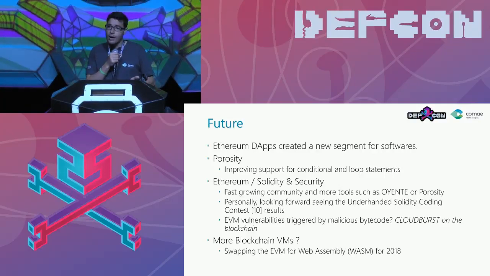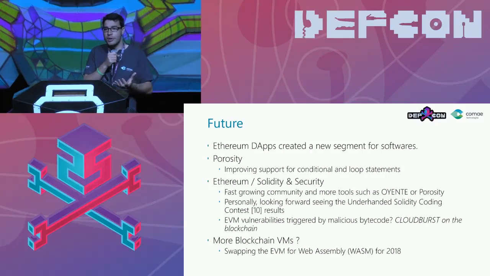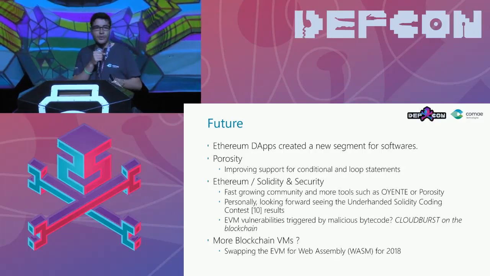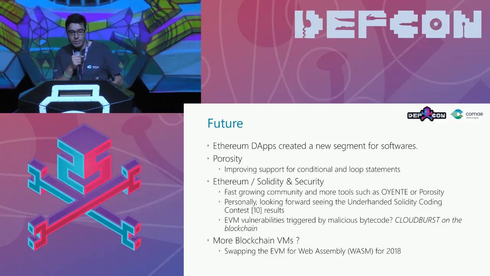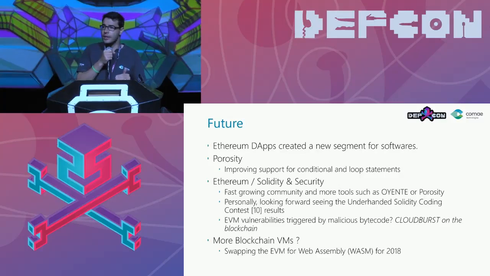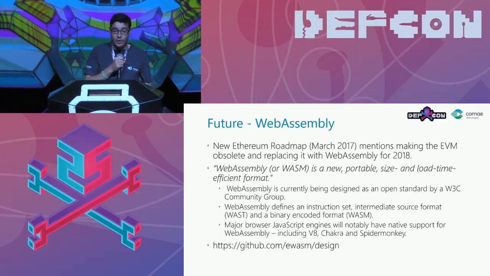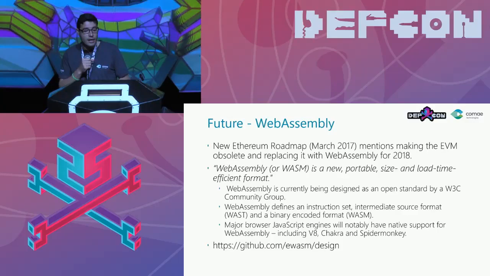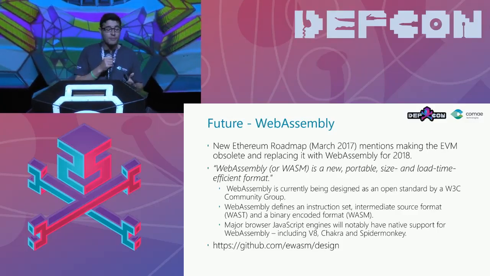So the question now is whether Ethereum is going to stay alive, and whether its virtual machine is going to be the main virtual machine, or if we're going to see more providers for smart contracts with their own virtual machines. I was looking at the roadmap for next year, and I saw they are planning to use WebAssembly. I had no idea what WebAssembly was, and then I looked into it, and it's being described as a portable load time efficiency format.